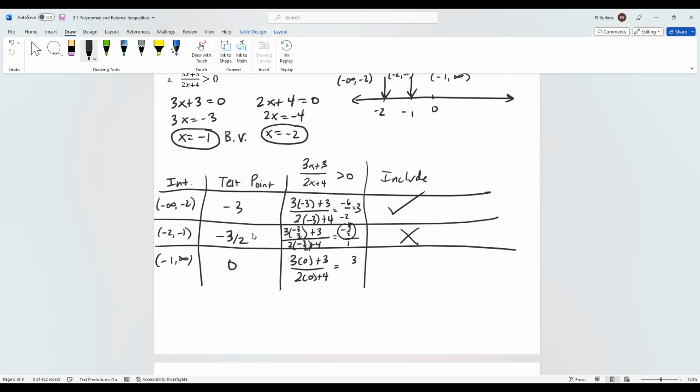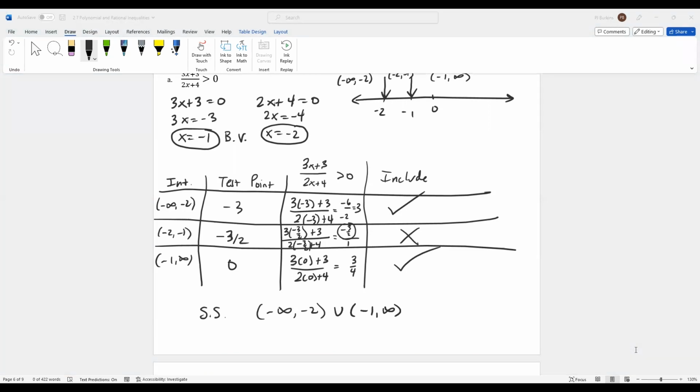We get 3/4, which is greater than 0, so this is included. So our solution set should be -infinity to -2 and -1 to infinity. As always, I've plotted this for us. Let's take a look.